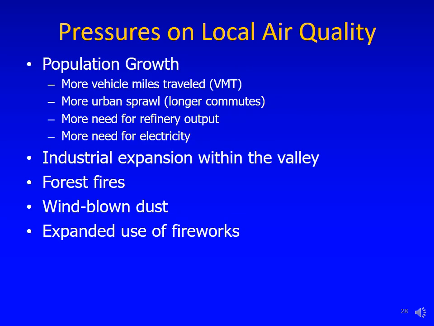So what are these pressures on our local air quality? The biggest pressure comes from population growth and urban sprawl. So more people need more places to live, more vehicle miles are driven, and if they live further from where they are actually working, then it exacerbates the problem. It also has the need for more gasoline, which requires more refinery output, which puts more VOCs into the atmosphere, and needs more electricity, which requires more either coal-fired power plants or renewable energy along the way.